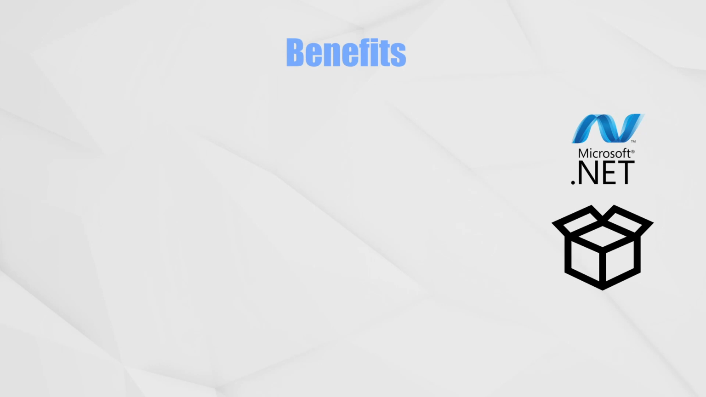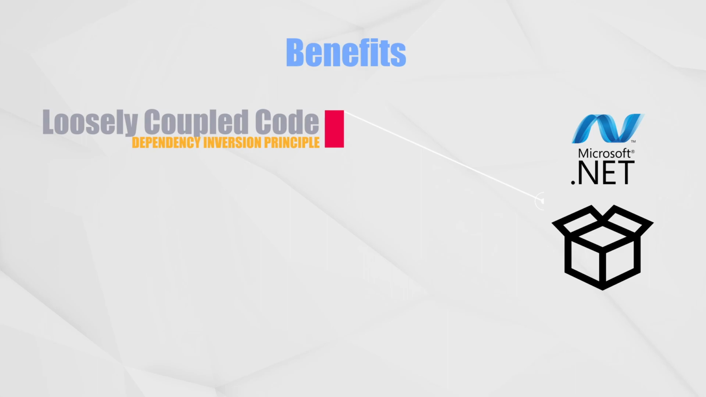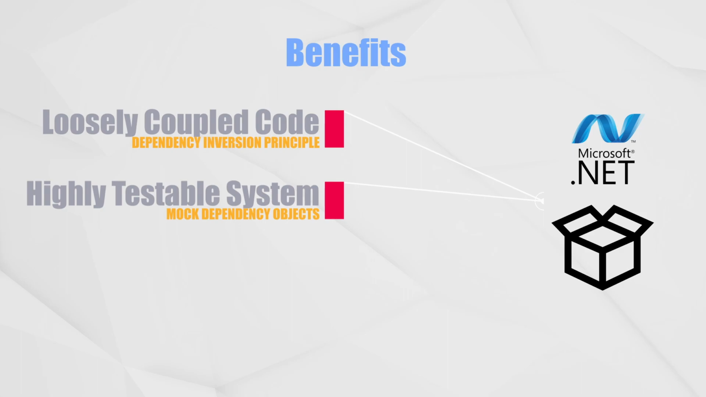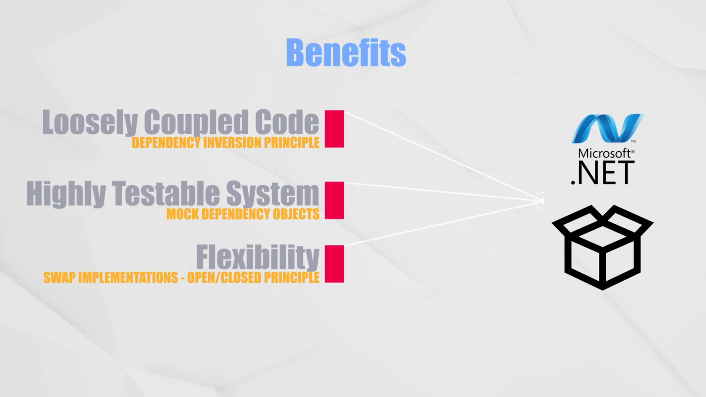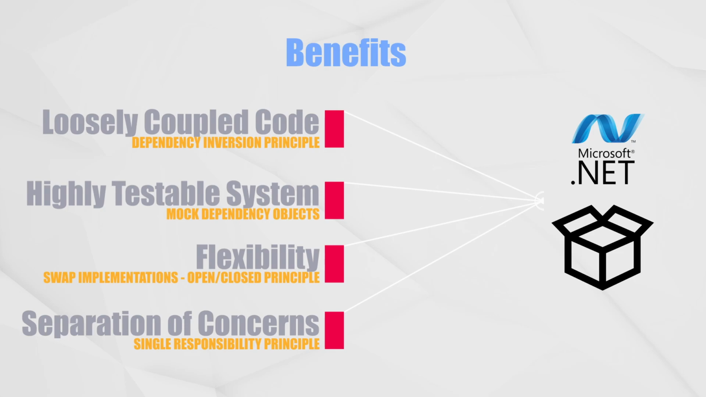What are the benefits of ASP.NET Core dependency injection? Loosely coupled code. Components are not bound to particular implementations. They use abstractions to handle dependencies using the dependency inversion principle. Highly testable system. Real dependencies can be substituted with mock objects. Flexibility. A dependent service implementation is easily swapped without modifying the dependent code. It's based on the open-closed principle. Separation of concerns. The DI container is responsible for managing dependencies, allowing the single responsibility principle to be applied in the dependent classes.